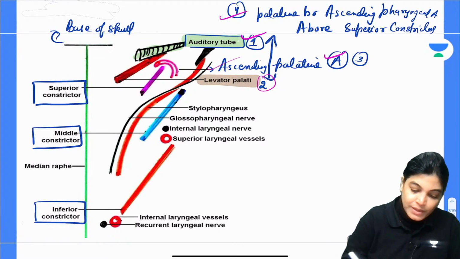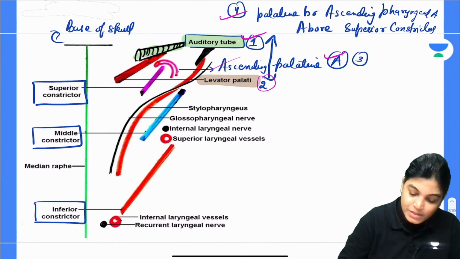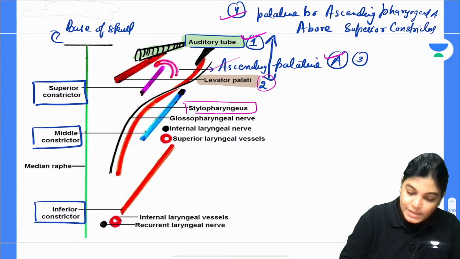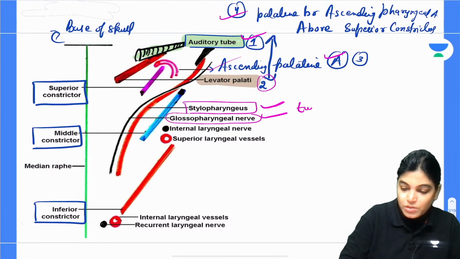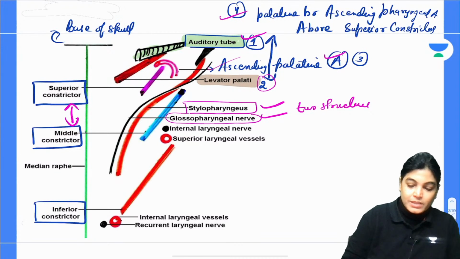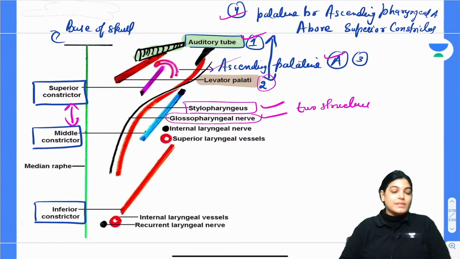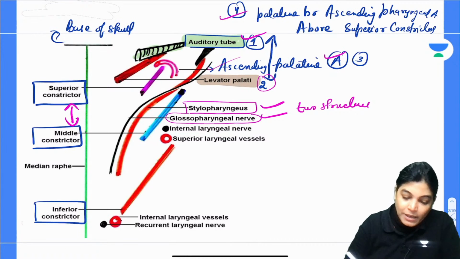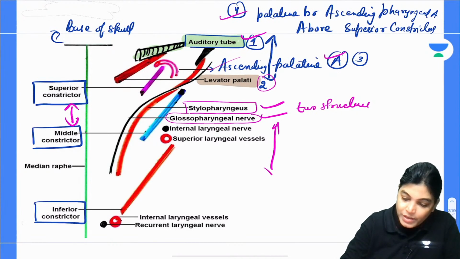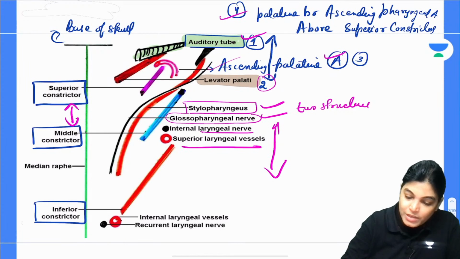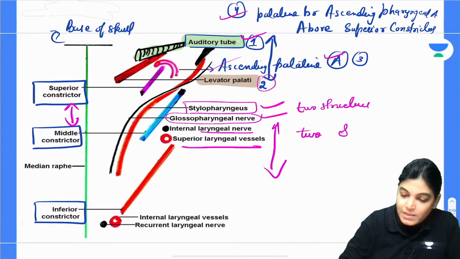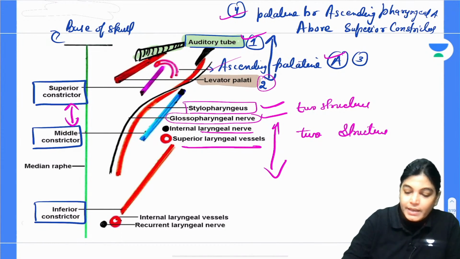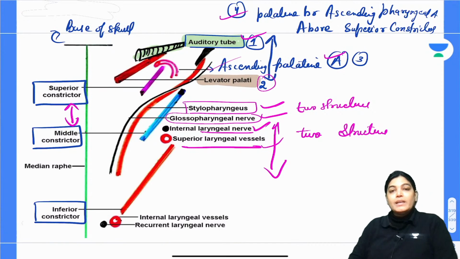Now the gap between the superior and middle constrictor muscles has 2 structures: the stylopharyngeus muscle and its nerve supply. So these two structures, the stylopharyngeus and the glossopharyngeal nerve, are passing between the superior and middle constrictor. And in between the middle and inferior constrictor, we have 2 other structures passing, the internal laryngeal nerve and the superior laryngeal vessels.